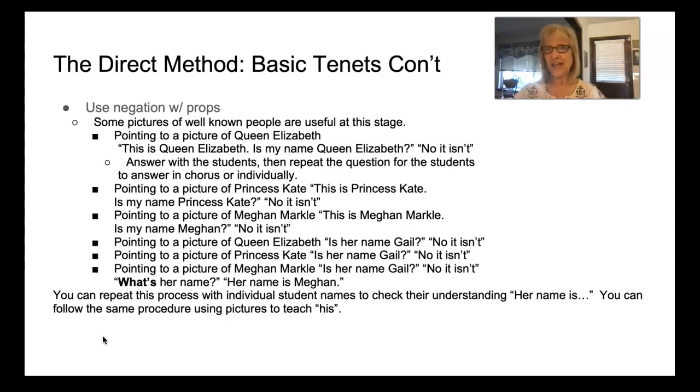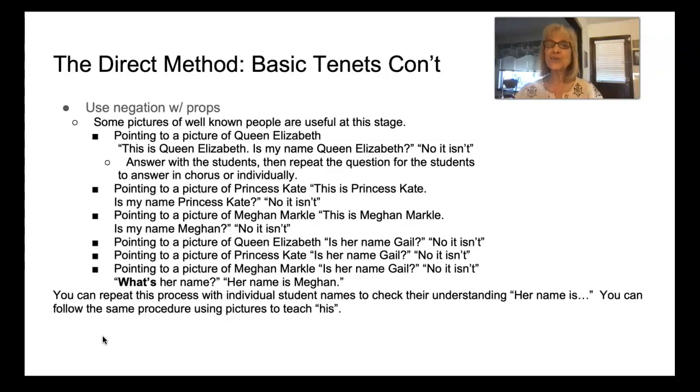So in this process, I've kind of naturally brought students to the "what's her name" question by using the negation, getting them to say, "No, it isn't," because they know the right answer, right? At any rate, you can repeat this process with individual student names if they know each other. If you know their names, you can say, "Her name is Danya. His name is Peter." If you don't know that, then don't worry about it.